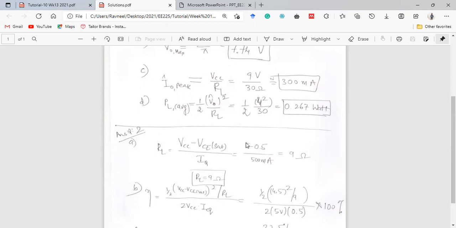This will be the voltage drop from the collector to the emitter, minus 0.5, right? So we know the voltage that is going to go to the load, that is 5 minus 0.5. And then the bias current is going to be the current across the load. So that is 5 minus 0.5 volt divided by 500 milliamps. That is going to give us the load resistance. So our load resistance will be equivalent to 9 ohms. Is that fine?